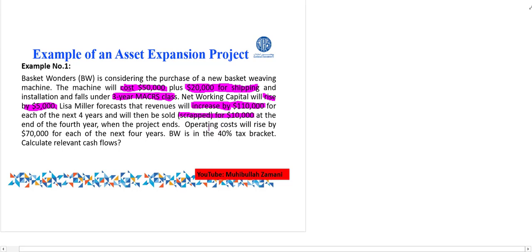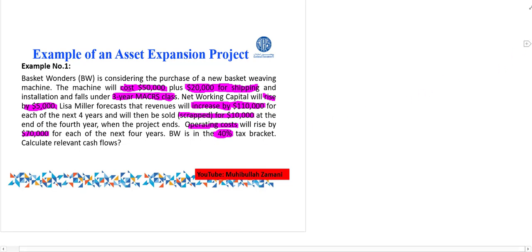At the same time, when we start the project, operating expenses also increase. Operating expenses or operating costs increase by how much? It increased by 70,000 for the next 4 years. This company is in the tax bracket of how many percent? Tax bracket of 40%. If this is so, now how to calculate or how to solve this example?